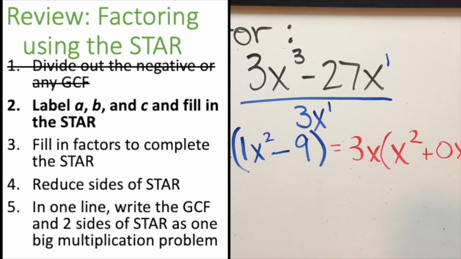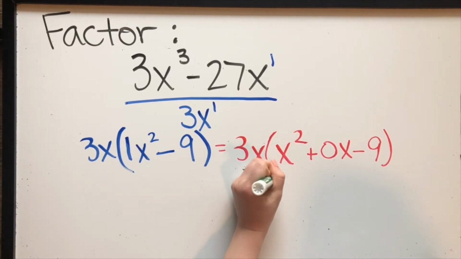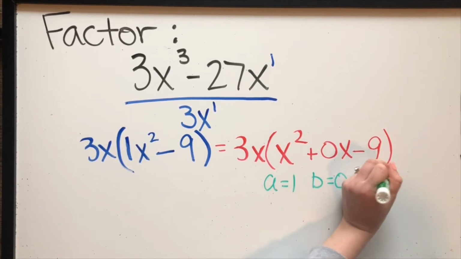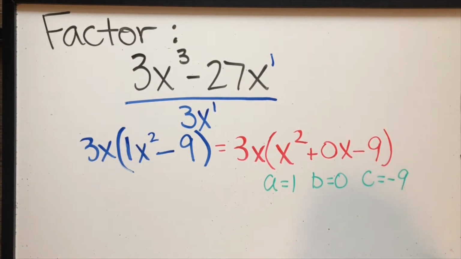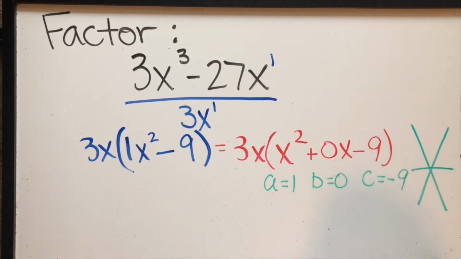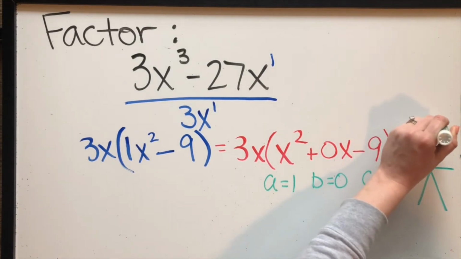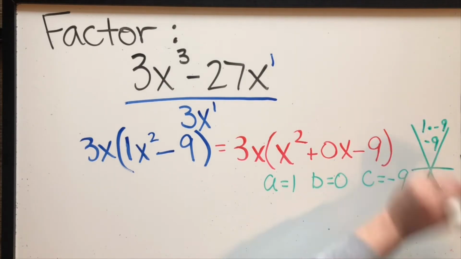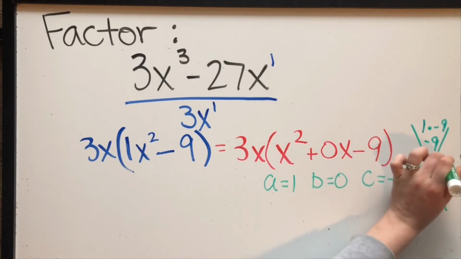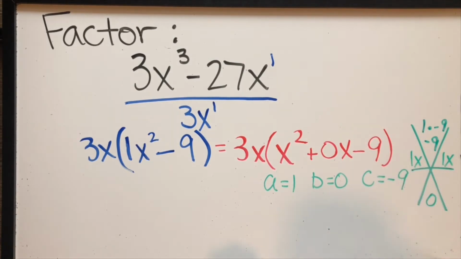So now we're going to label A, B, and C and do the star. So A is 1, B is 0, C is negative 9. So when I go to create the star, I'll do 1 times negative 9 on top, which is negative 9, 0 on bottom, and 1x on the two sides of the star.